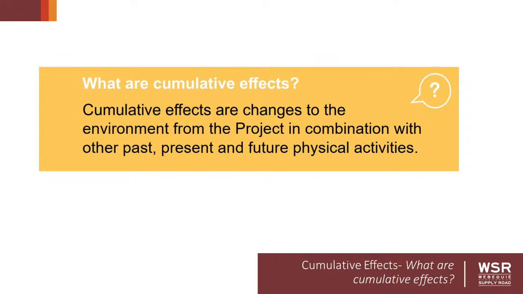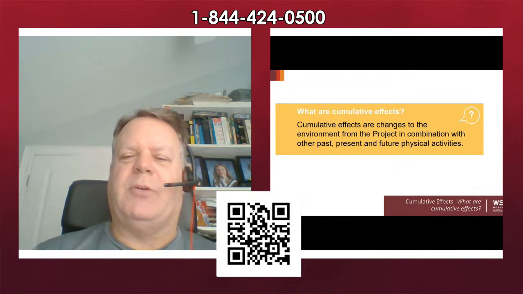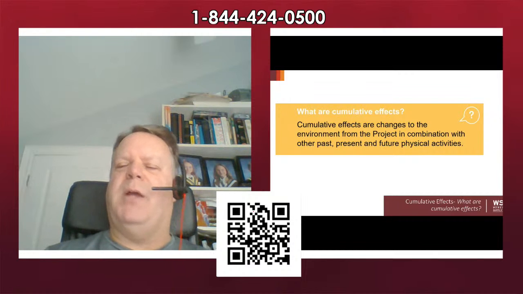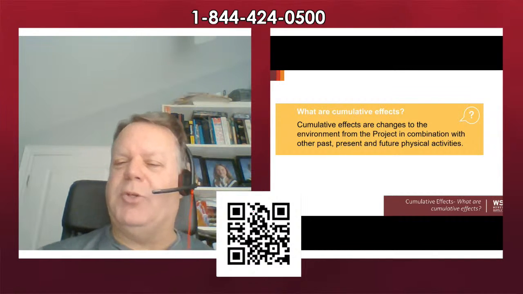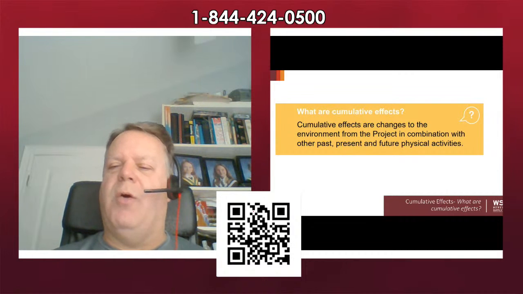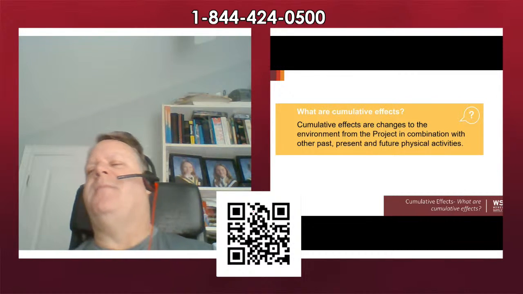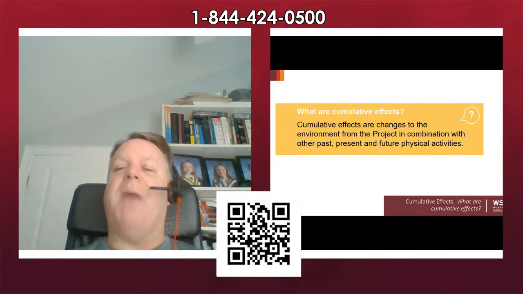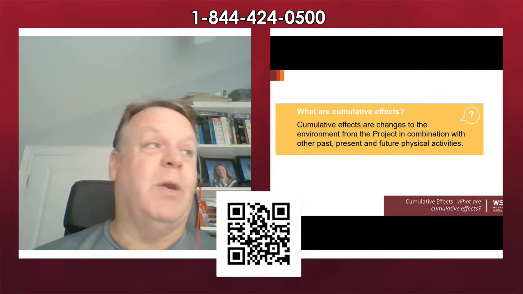As you can see on your screen, the definition of cumulative effects, and this is a good one, is changes to the environment from the project in combination with other past, present, and future physical activities. So it's not just our project, it's our project plus impacts from past projects that are finished now, current projects that are still going, and projects that we can reasonably see happening in the future. That's basically what it is.